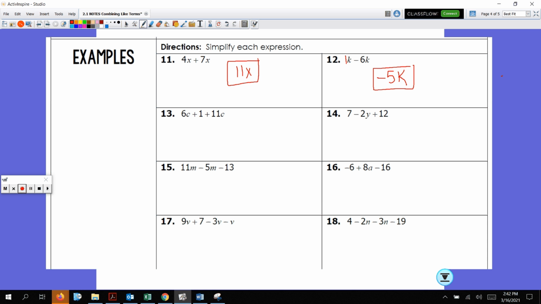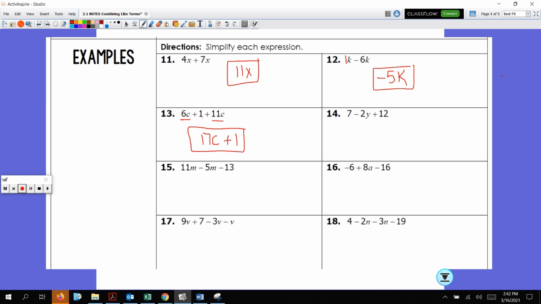Number 13, I have 6C and 11C. When I add 6 plus 11, I get 17C. I don't have anything to combine with this one, so I'm just going to bring it down and put a plus sign in front of it. So 17C plus 1.